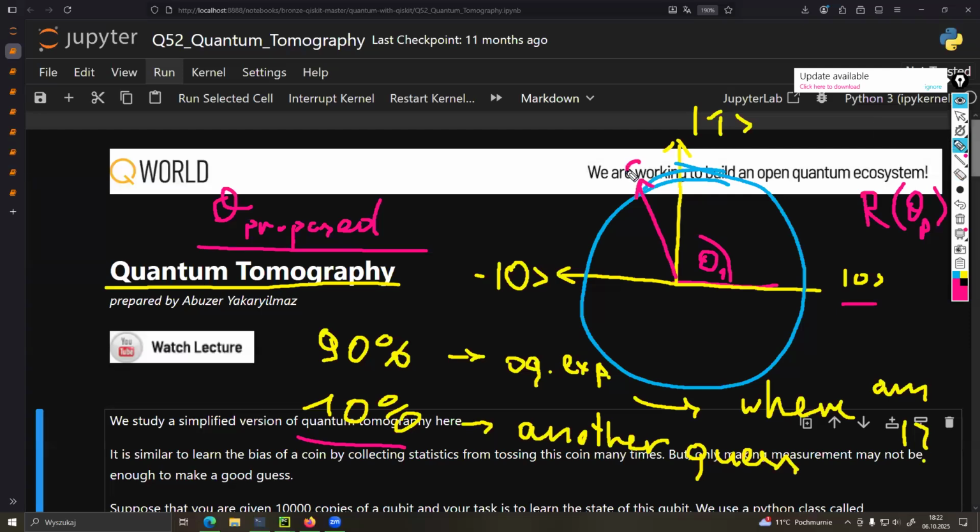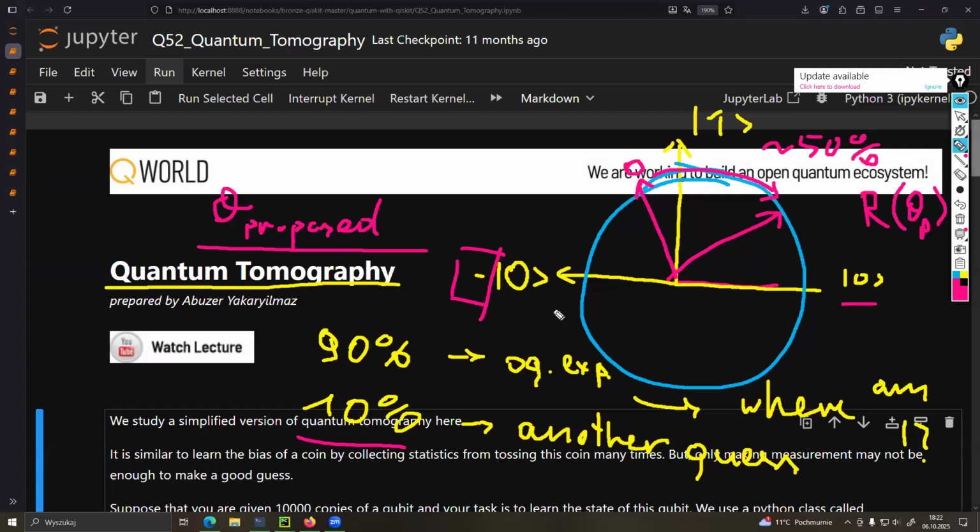Because when I rotate this angle around by theta p, I will land somewhere here, right? So I will have around 50-50, right? 50% around. So these remaining experiments will lead me to the correct result, and I can guess what we call a global phase. Global phase is this minus that we see here, right?